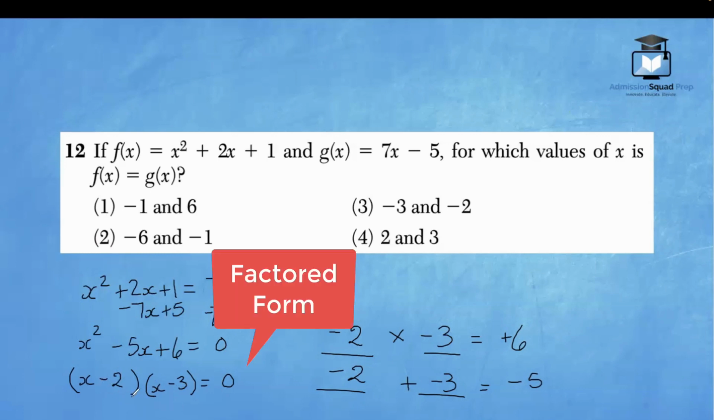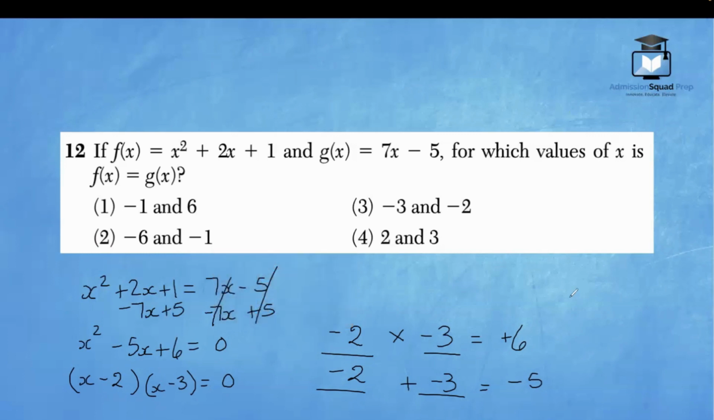So this is the factored form of the quadratic. Our final step is to set up a t-table. That's what I like to call it. This expression is letting us know that x minus 2 times x minus 3 equals 0, which means at least one of these factors needs to be 0. So my t-table states that either x minus 2 equals 0 or x minus 3 equals 0.